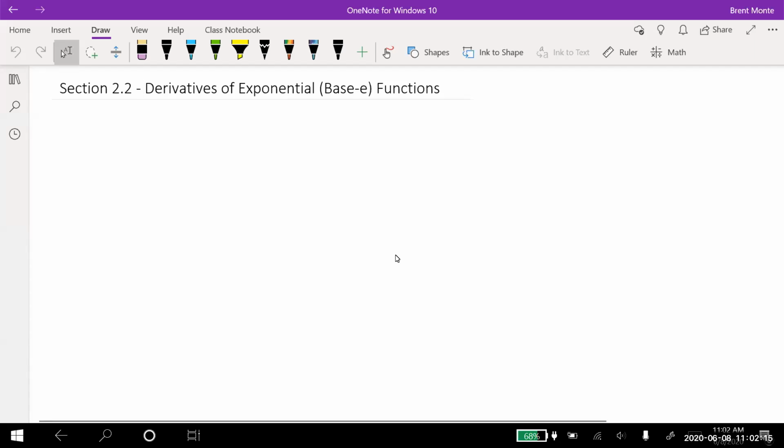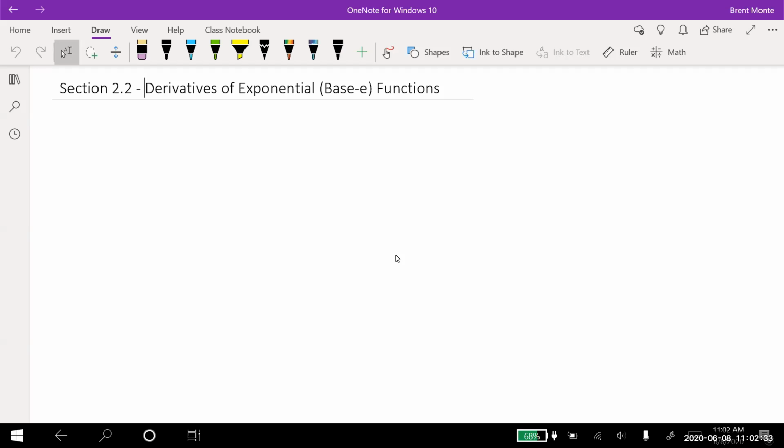Hi, everybody. This is Professor Monty, and we are going to jump into section 2.2. If you looked at my last video, 2.1, we were just doing a review on the algebra of both exponential and logarithmic functions. Today, we actually get to start going into the calculus aspect of that.